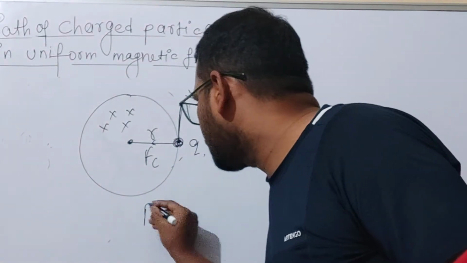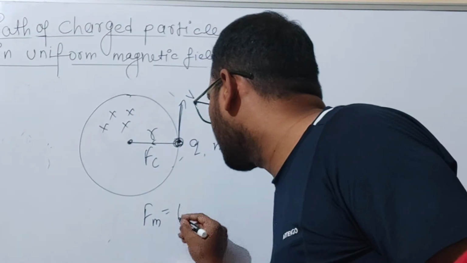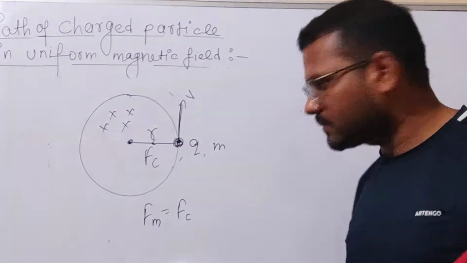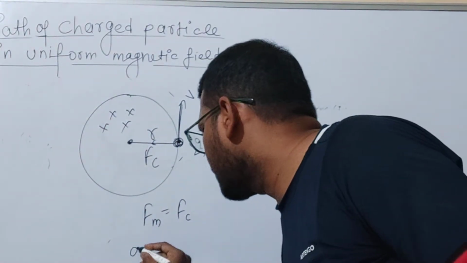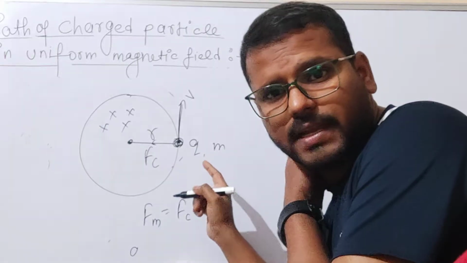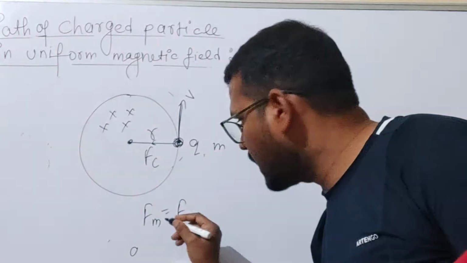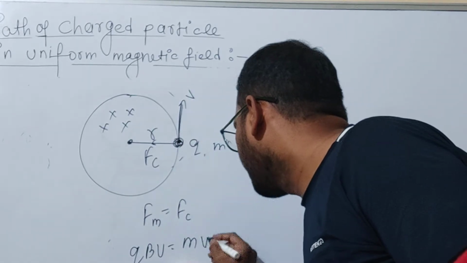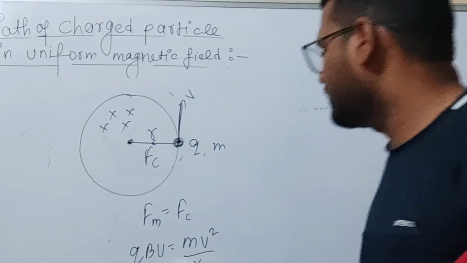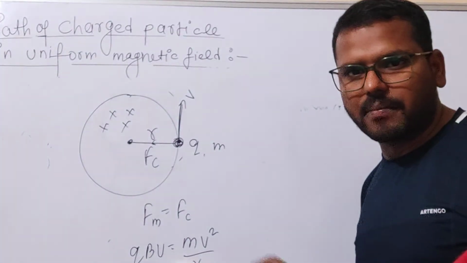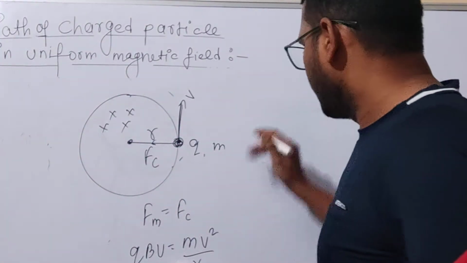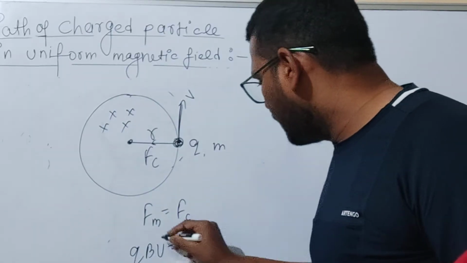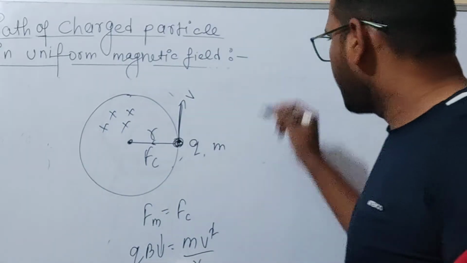So here the force due to the magnetic field is equal to the centripetal force. Now, what is the magnetic force? Maximum, as the angle is 90 degrees. So here I am writing qvB equals mv square by r, that is the centripetal force. Now here what will happen? This r, this v, the v will get cancelled.